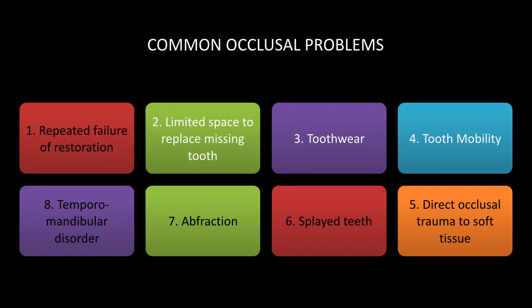Problem 3, tooth wear. This problem is commonly associated with loss of space to restore the tooth surface lost due to dento-alveolar compensation. Problem 4, tooth mobility, also known as fremitus. Problem 5, direct occlusal trauma, trauma to soft tissues such as the palatal gingivae or buccal mucosa. Problem 6, splayed anterior teeth.